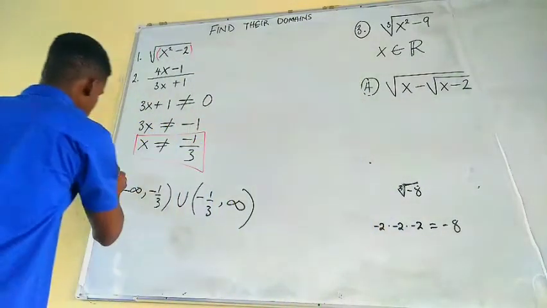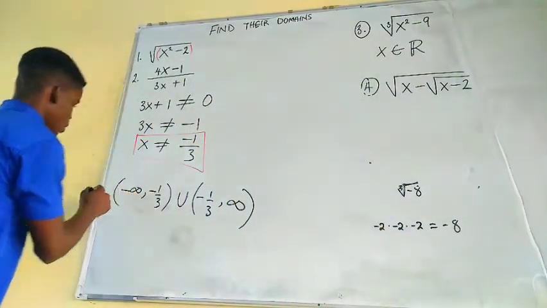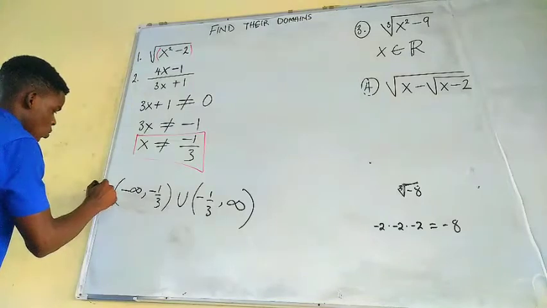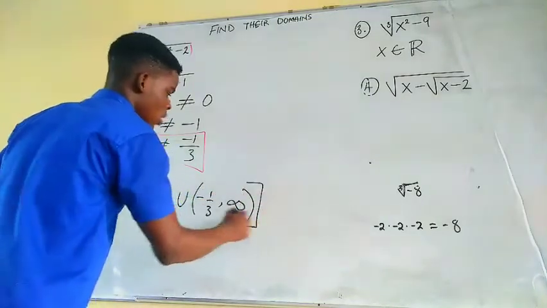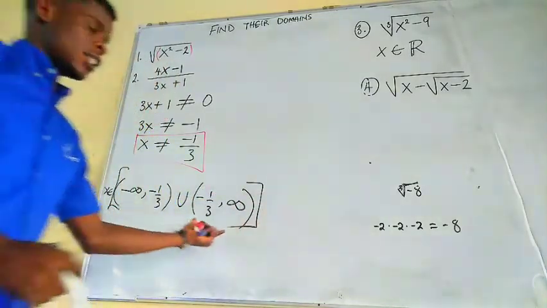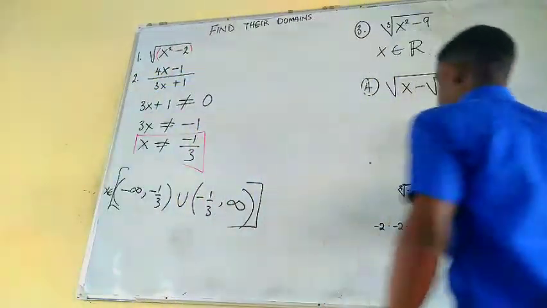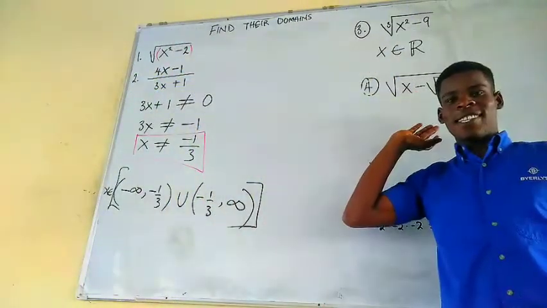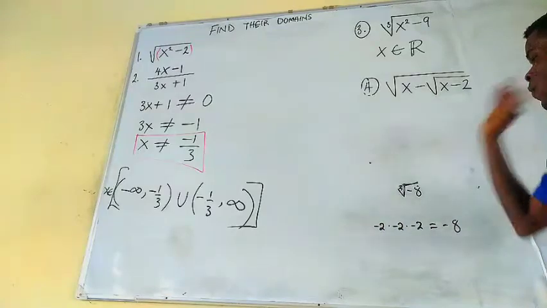Here I would have said x should belong to all of this, the union of this and this. Alright, and over to the fourth one. Well, we're going to solve it in the next video.